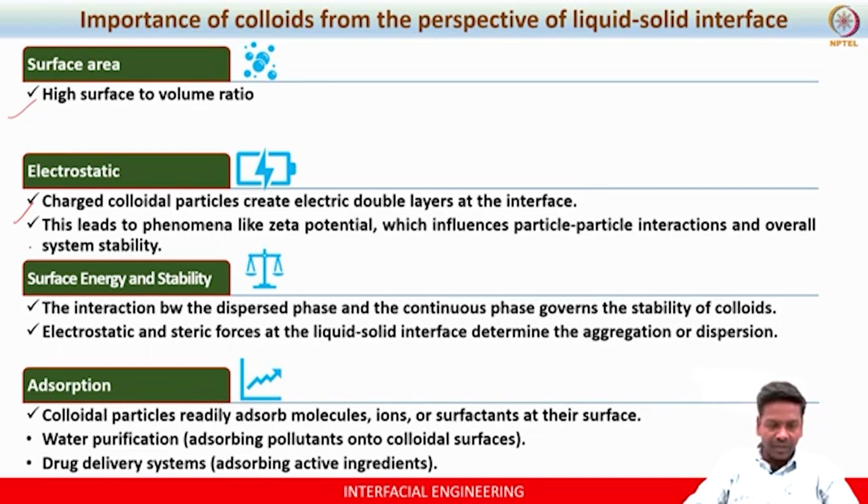And in electrokinetic phenomena, we will see how the zeta potential, which is basically due to the electrical double layer at the interface, influences the particle-particle interactions and overall system stability. How by measuring zeta potential one can comment on the stability of the system. Okay, that is something we can understand from the electrostatic point of view.